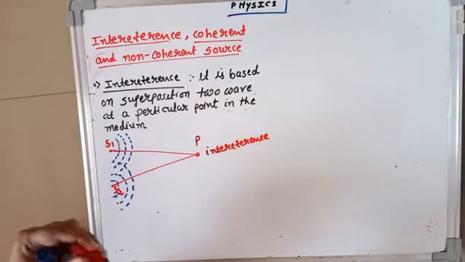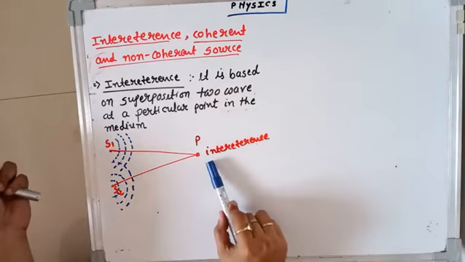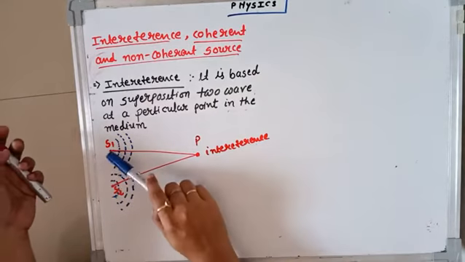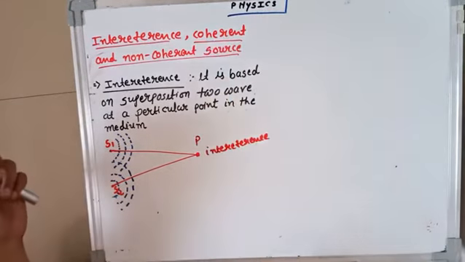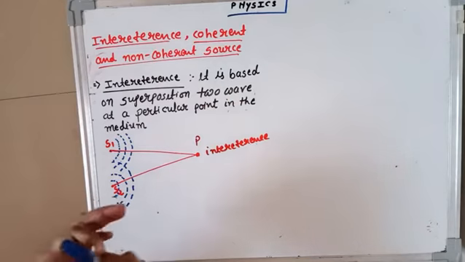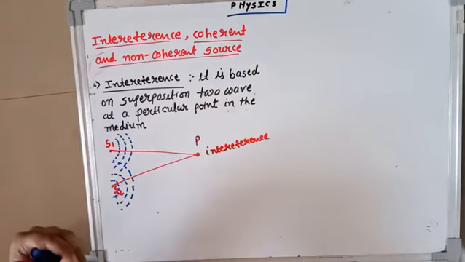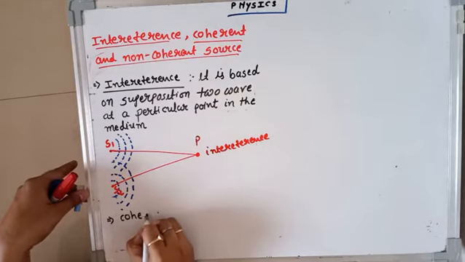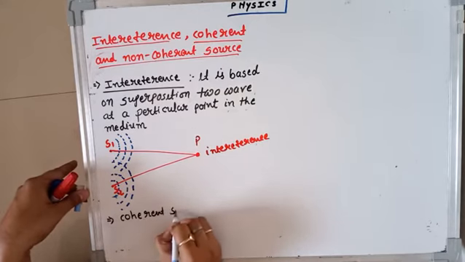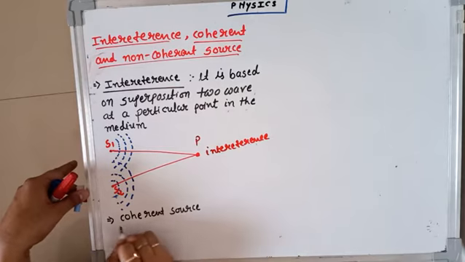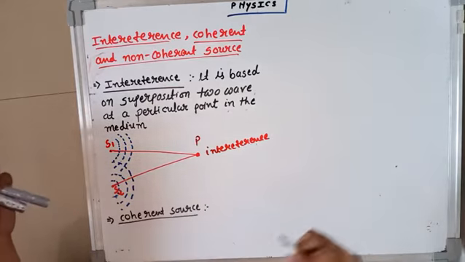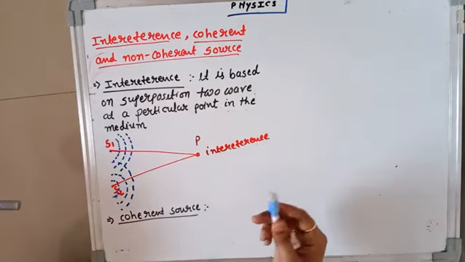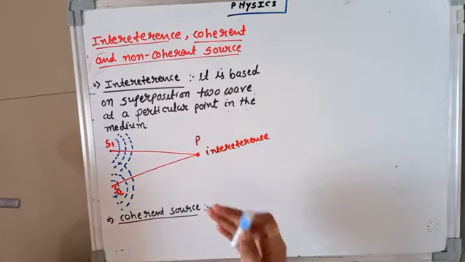Dear student, one of the most important things is that to produce interference there is a type of source called a coherent source. So we need to understand the coherent source. What is the coherent source? It is not strictly necessary, but to understand the coherent source we give the definition.